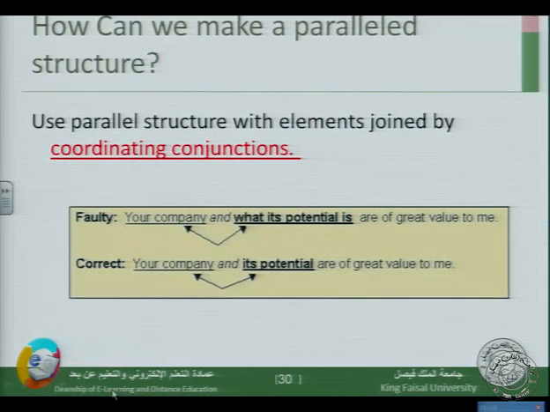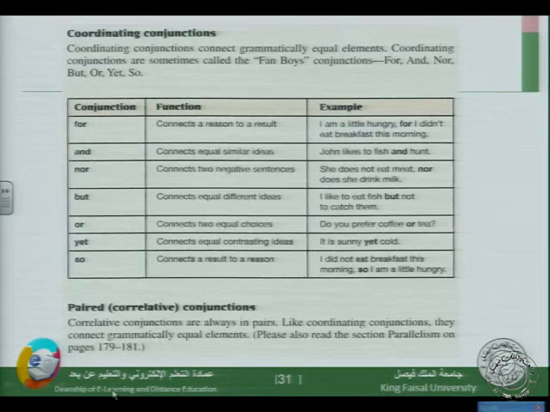حكينا, we use parallel structure with elements joined by coordinating conjunction. وحكينا عن مسألة الفان بويز اللي هي استخدام and, or, so, yet, but, and we talked about how these fan boys connect words together, phrases together, and clauses together. And here we have a list of the fan boys, the function of each one, and examples.